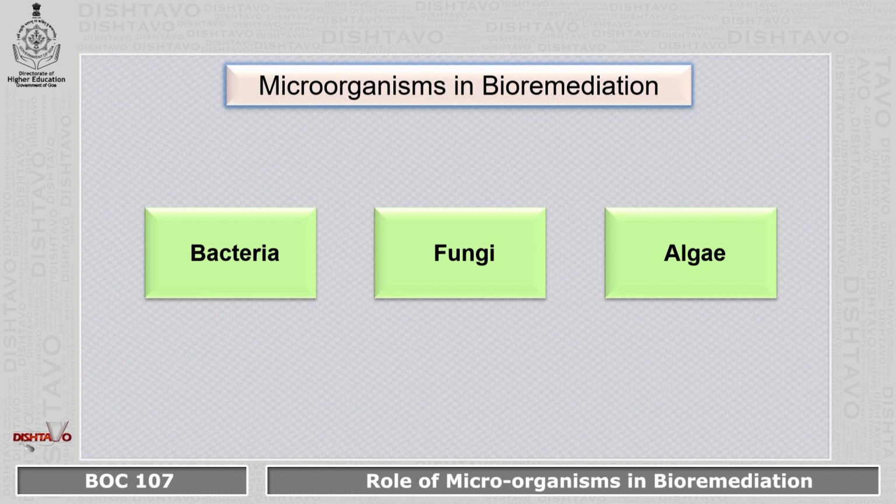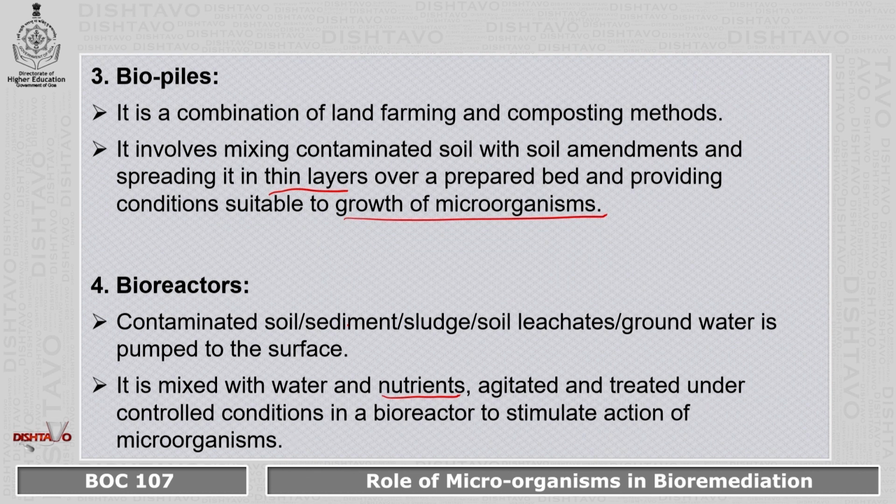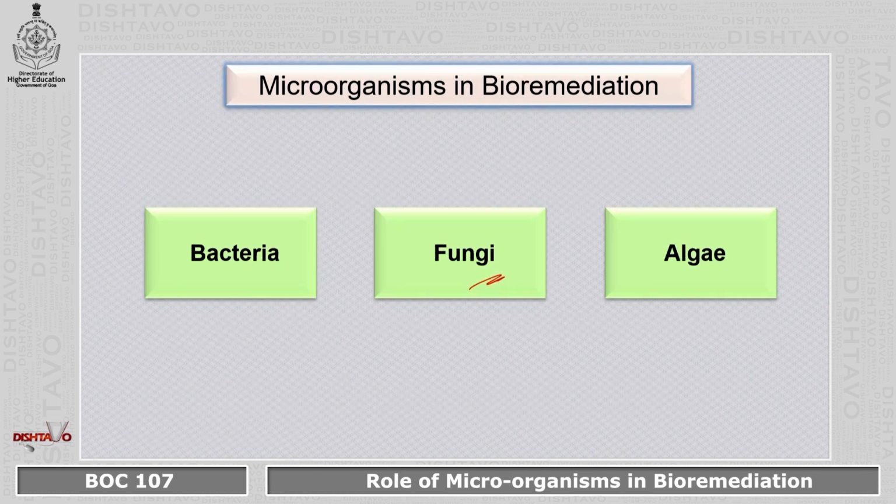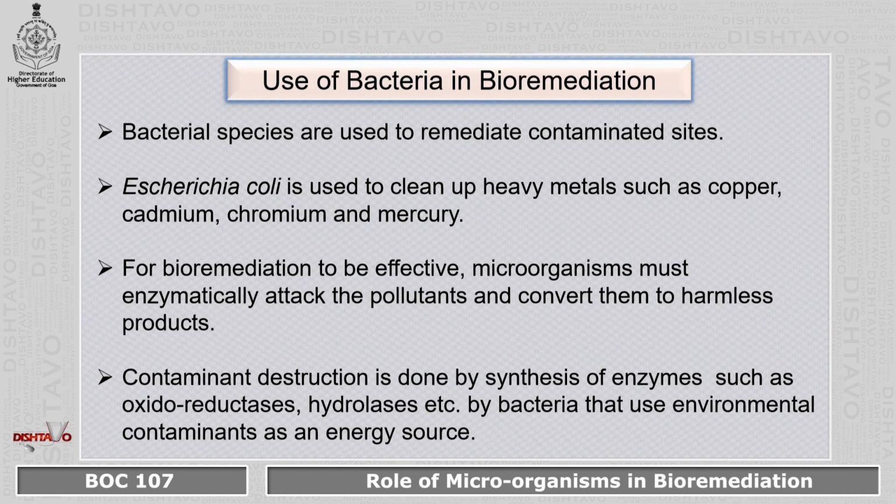Now, there are different microorganisms which are used in bioremediation. We use bacteria, fungi, and algae. When bacteria is used, it is called bacterial bioremediation. When fungi is used, it is called mycoremediation. When algae is used, it is called phytoremediation.